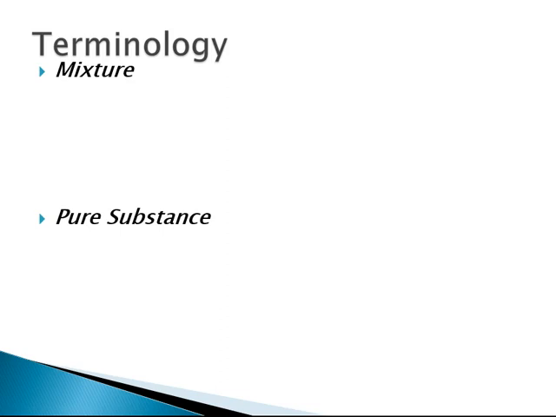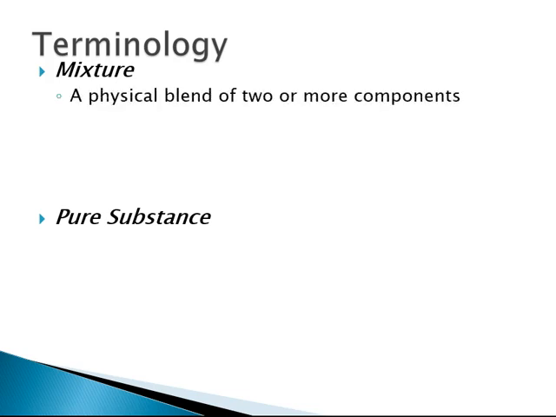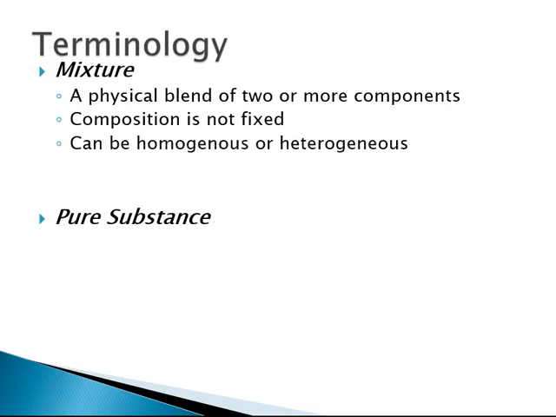So, as we said, you could either be a mixture or a pure substance. That's the first division in matter. And a mixture is just a physical blend of 2 or more components. Their composition is not fixed. One sample of the substance is not identical to another sample of the substance. And it can either be homogeneous or heterogeneous, depending on the distribution of the particles throughout the mixture.